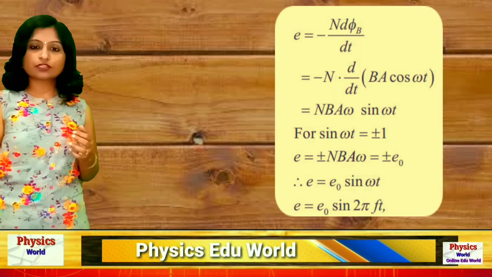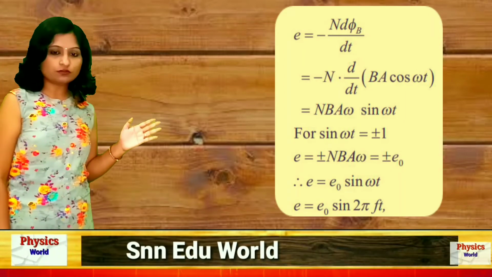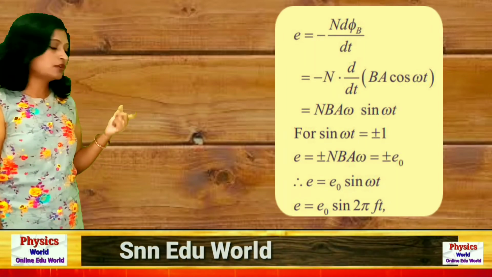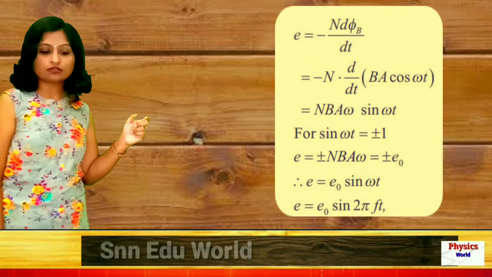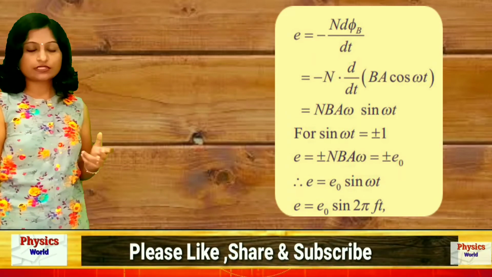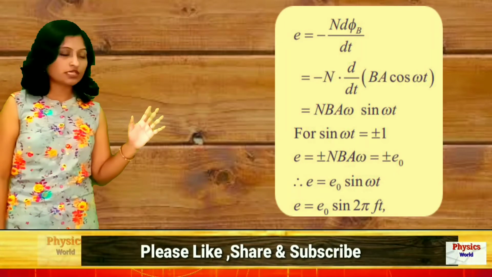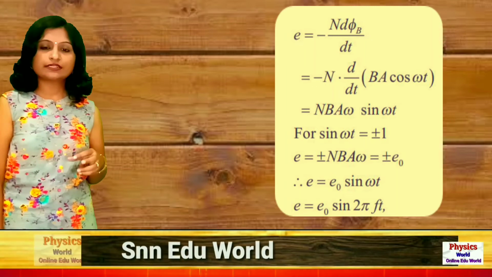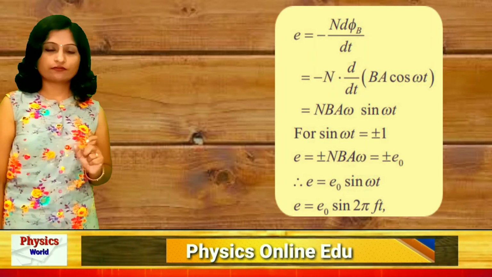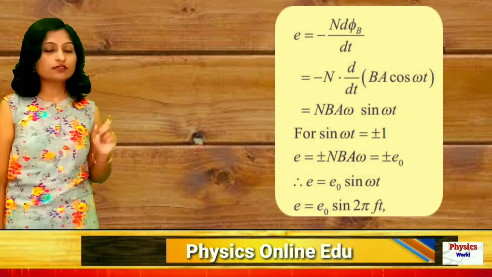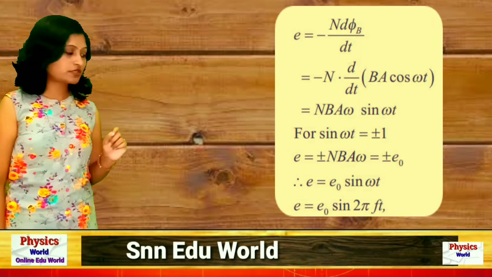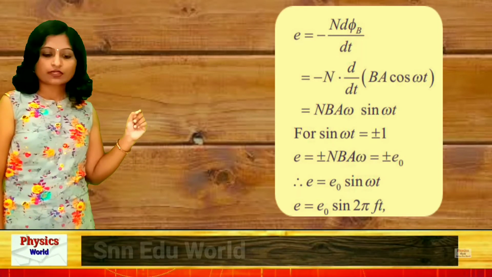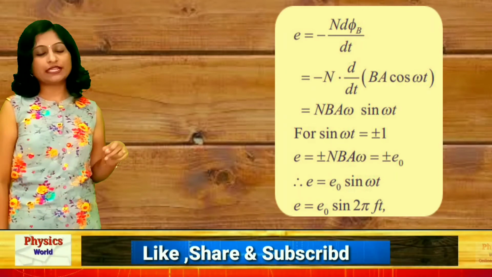So the above equation for the EMF we can write E is equals to, instead of NBA omega आपण आता directly ±E naught लिहू शकतो. So E is equals to ±E naught sin omega t, or simply we can write only E is equals to E naught sin omega t. Omega हे angular velocity आहे, we can write it as 2 pi f. It is related with frequency formula 2 pi into f. So this expression can be alternately written as E is equals to E naught sin of 2 pi f into t.